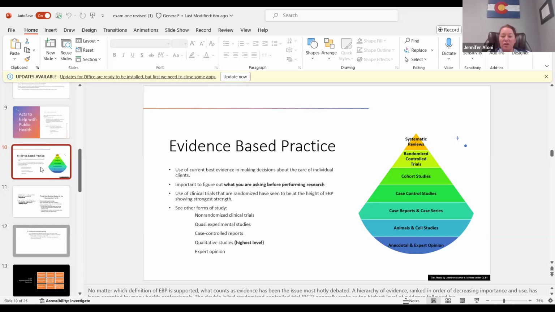And use of clinical trials that are randomized here are high. The more random they are, it's going to be a higher level of study, okay? So those little ones at the bottom are like expert opinions, that's like nurses, doctors, whatever. And then you go all the way up to the tippy top, and that's going to be your highest level, okay? Your qualitative studies is always your highest. And that's going to be a bunch of studies with data, and you have your answers, okay?